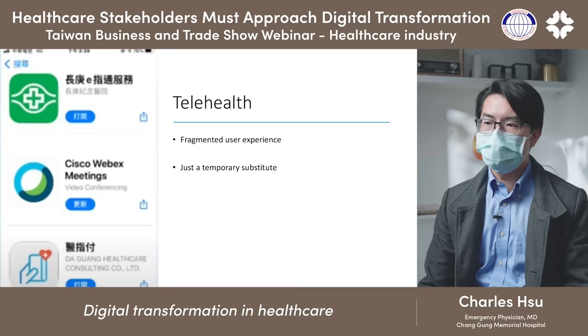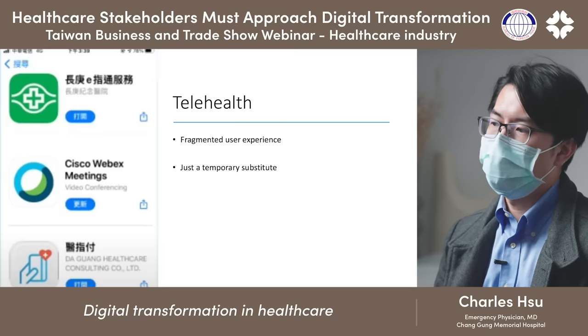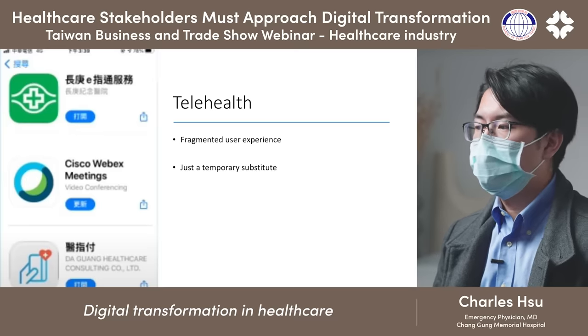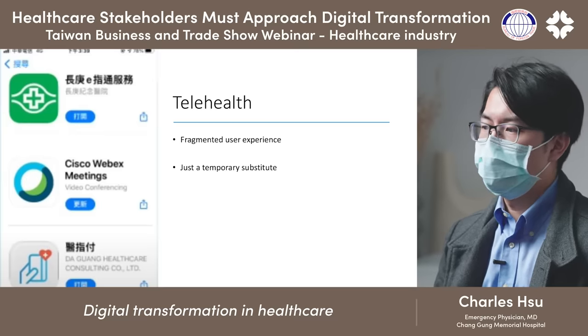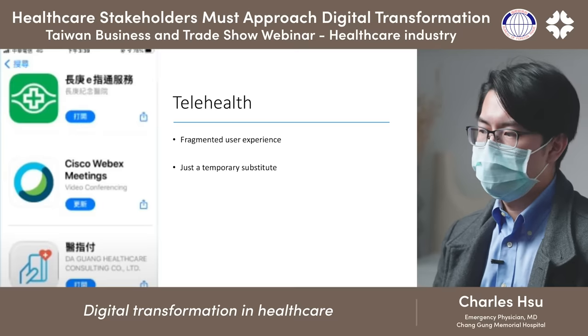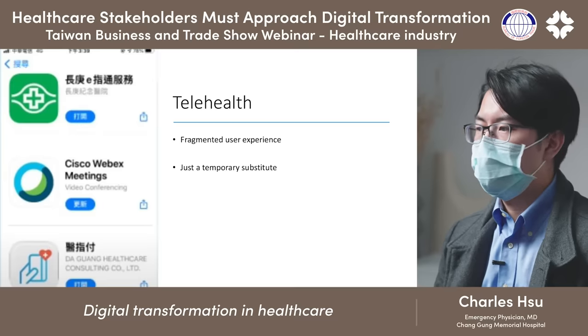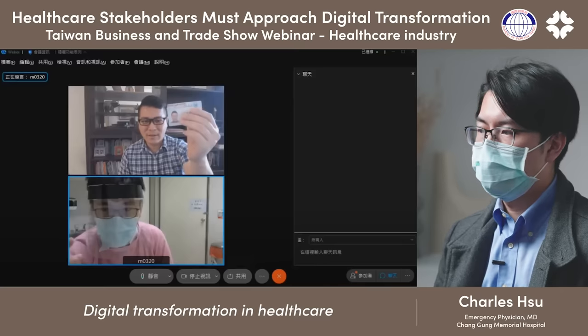There is also some room for improvement in telehealth. Now in Taiwan, you have to download three different apps before you start telehealth. One for the appointment, one for virtual visit, and one for payment. The user experience is fragmented. This is the picture of telehealth in Taiwan.